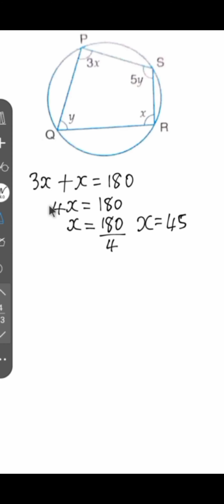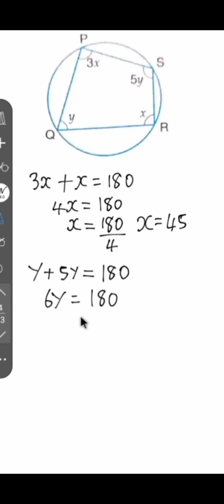Then y and 5y, they are opposite. So we can say y plus 5y equal to 180. Therefore, y plus 5y, that is 6y, equal to 180. Then I can say y equals 180 over 6, y equals 30. Not 30 degrees, y equals 30. Okay, so the next one.